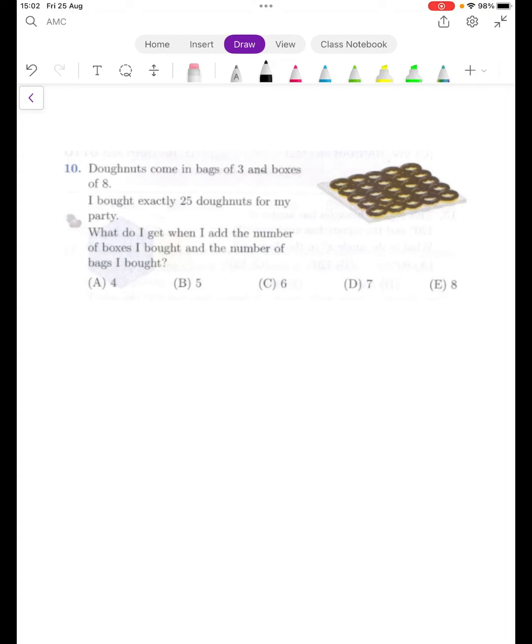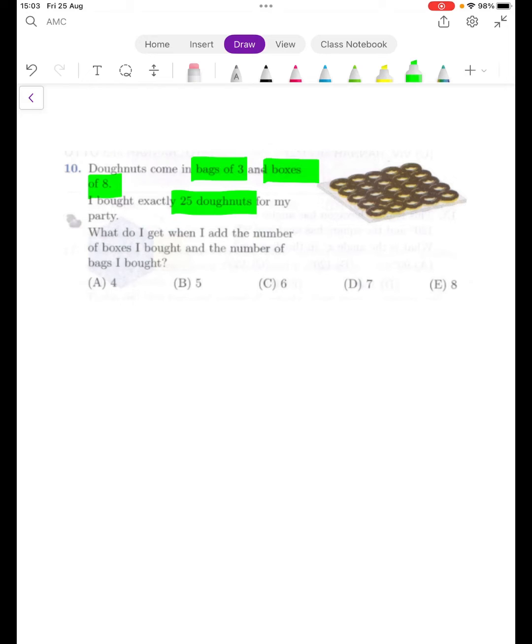The last question of this section. Let's read it together. Donuts come in bags of 3, so I can buy donuts. If I want to buy 3, I can buy bags, and boxes of 8. So if I buy 1 box, I'll get 8. If I buy a bag, I'll get 3. I bought exactly 25 donuts for my party. What do I get when I add the number of boxes I bought and the number of bags I bought?